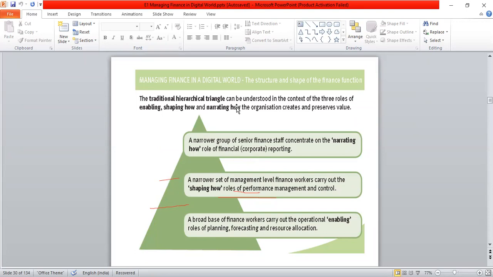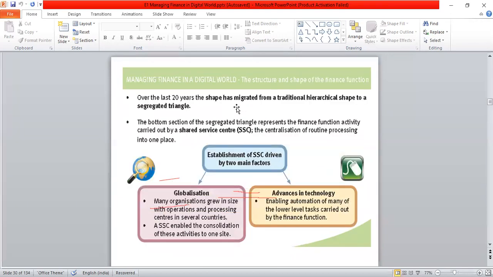Enabling how is the role of the low level or the operational level management. So they are involved in planning, forecasting, and resource allocation. Then shaping how, the performance management and any control measures to be taken, is taken up by the middle level management. And finally, whatever is the result is reported by the top management. That is about narrating how. So that's how the work was carried out.